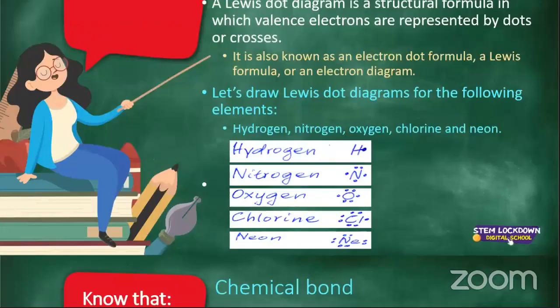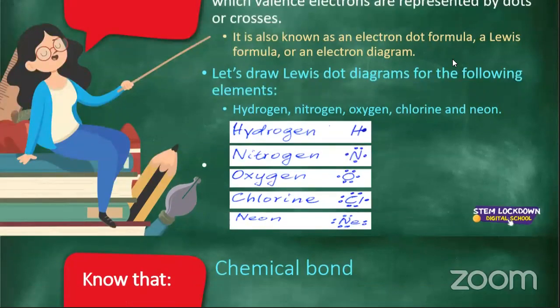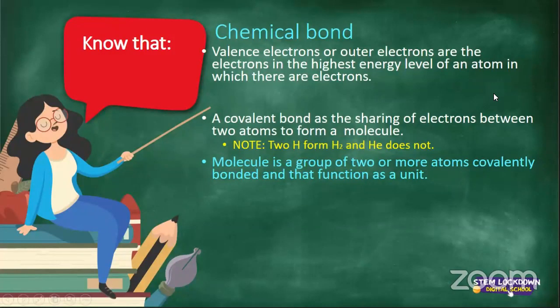Right, let's carry on. We have said, what are valency electrons? So valency electrons are electrons on the highest energy level of an atom. So now, what is a covalent bond? Covalent bond, it is a bond that involves sharing of electrons between 2 atoms to form a molecule.